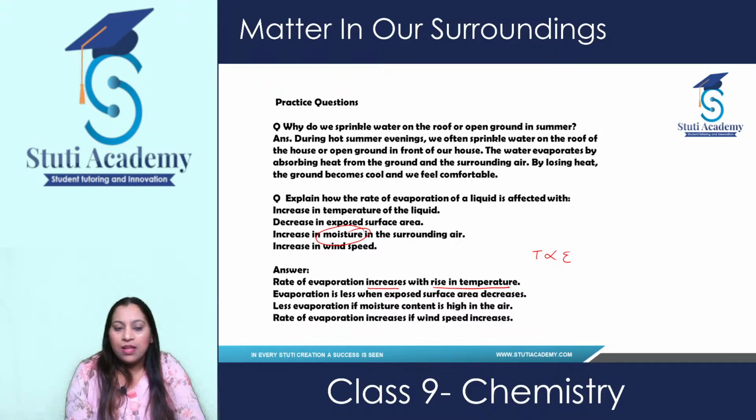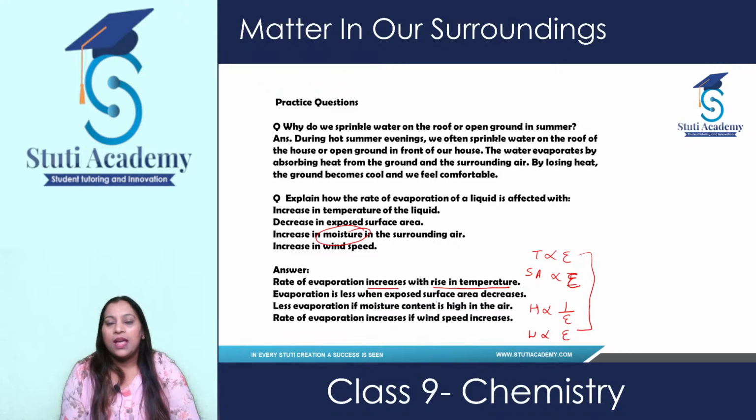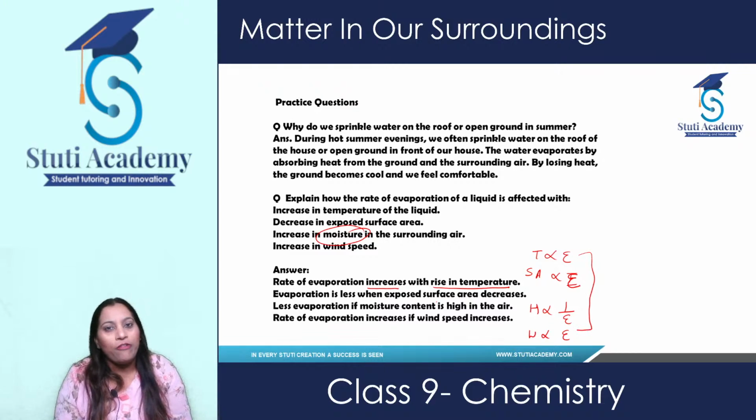Then surface area: in this case we are decreasing the surface area. So if surface area is less, evaporation is also less, because surface area is directly proportional to rate of evaporation. Then less evaporation if moisture content is high in the air. It means humidity is inversely proportional to the rate of evaporation. And if we increase the wind speed, it is also directly proportional. So these four factors play a vital role in the rate of evaporation.